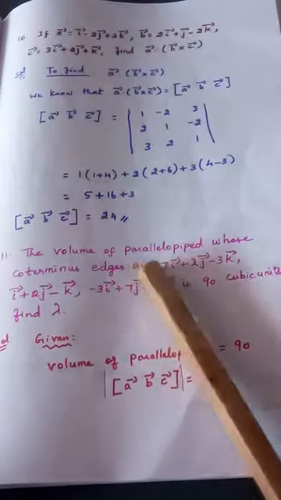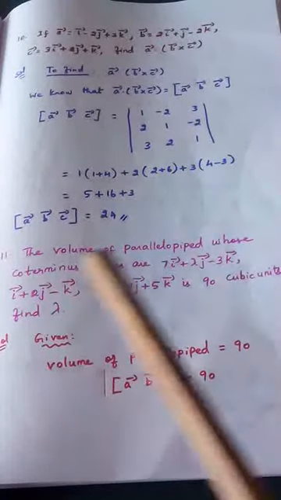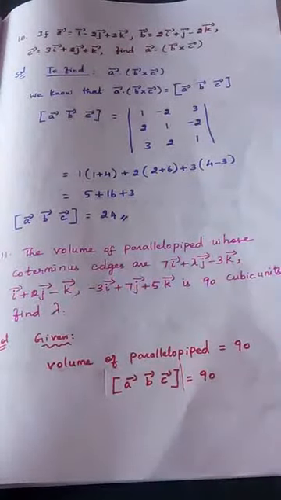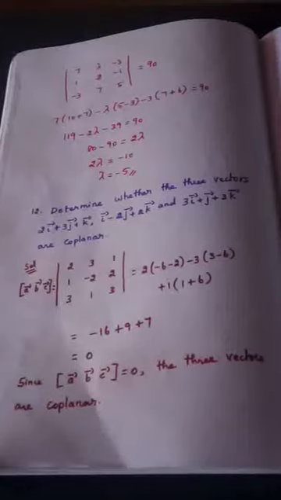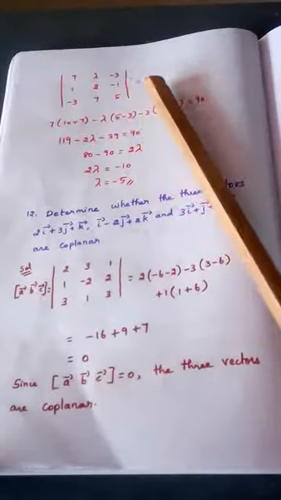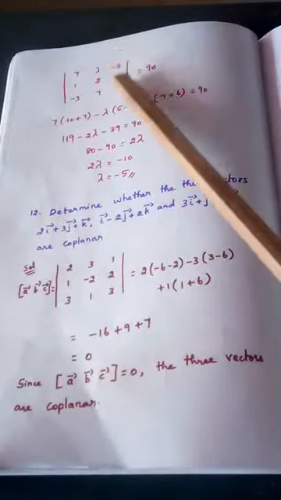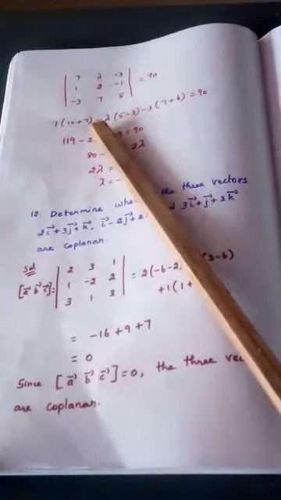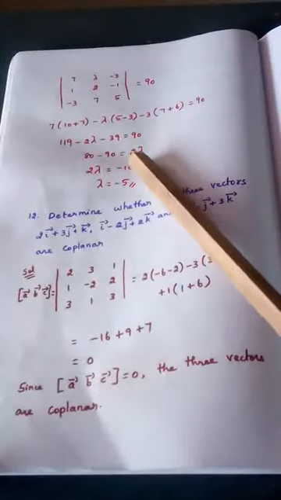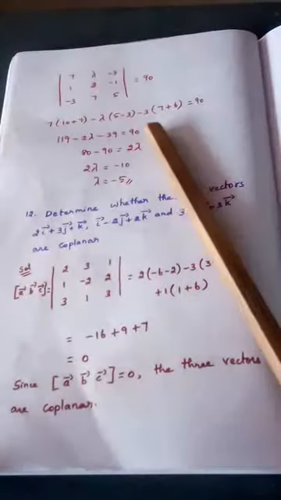What is the first row? The first row is 7, lambda, minus 3. What will be the second row? 1, 2, minus 1. Third row, minus 3, 7, 5. So that is what we are going to calculate. Since the answer is 90, we are going to expand 7 into, you know how to expand the determinant. Since this carries a minus sign, minus lambda. This is plus, plus into minus is minus 3. So expand like this, and from the simplification try to find the lambda value. Here the lambda value is minus 5. I hope you will understand these steps.